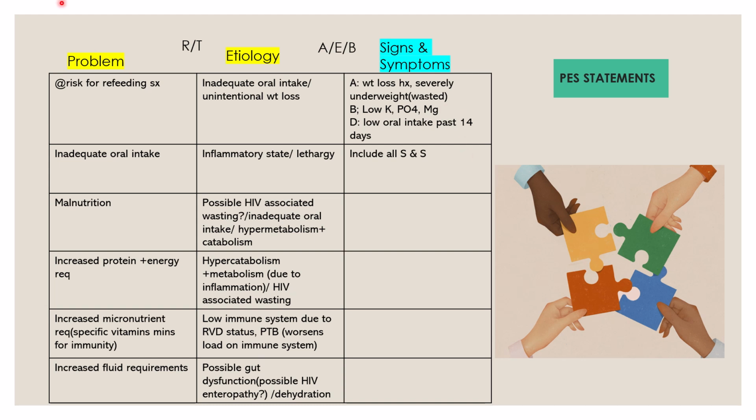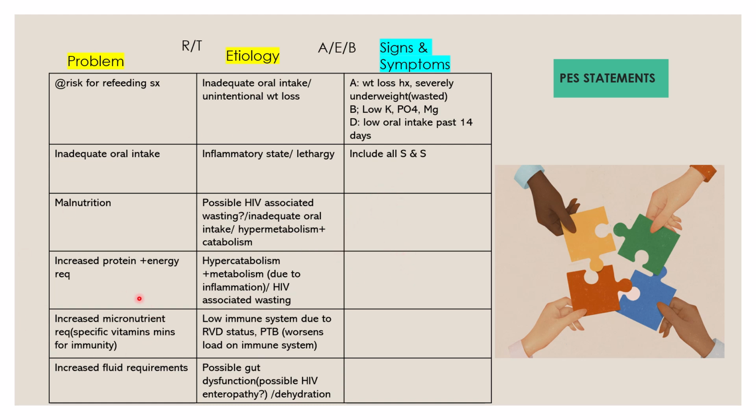Okay, if we look at the malnutrition, so I said malnutrition because it's quite remarkable in this case, related to possible HIV associated wasting. I put a question mark next to that. Okay, you could write that. You could also say inadequate oral intake. You could say the hypermetabolism and catabolism due to the inflammation, right? And then your signs and symptoms, your ABCD.